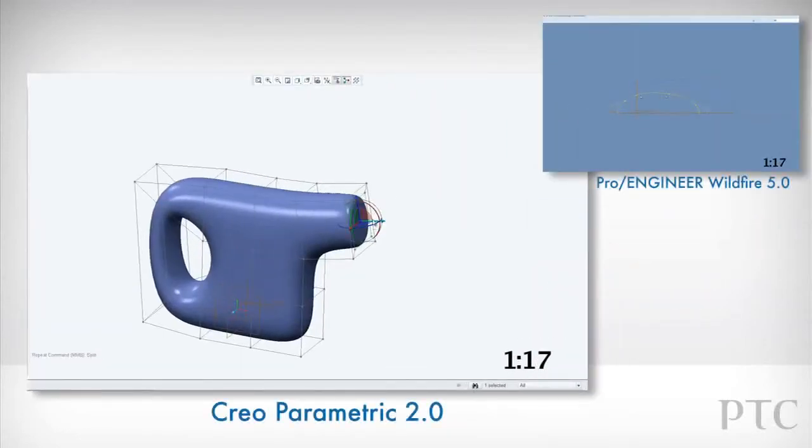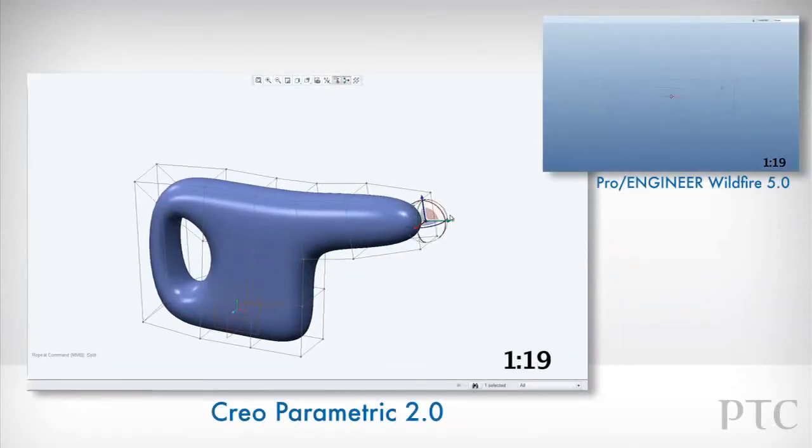Back in Creo Parametric, we're going to create the neck of the watering can. We can add geometry and then use the split command to add finer control on the way.